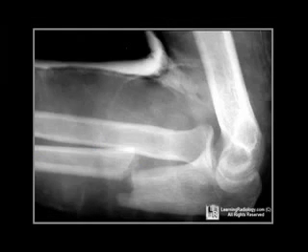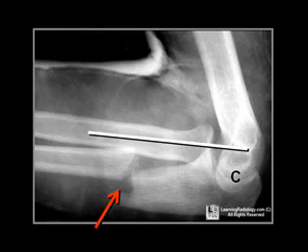This one has already been placed in a cast. There is a fracture of the proximal third of the ulna. There is less shortening in this individual because the fracture has been partially reduced, and the line drawn along the shaft of the radius does not intersect the capitellum because the radial head is dislocated anteriorly.